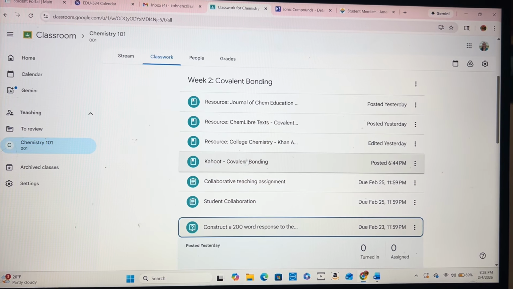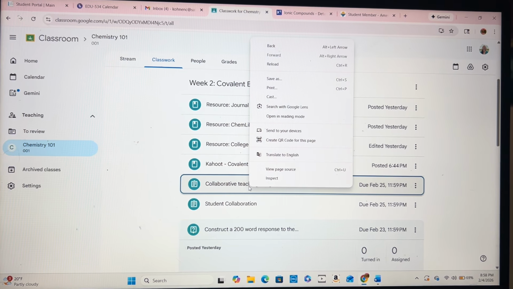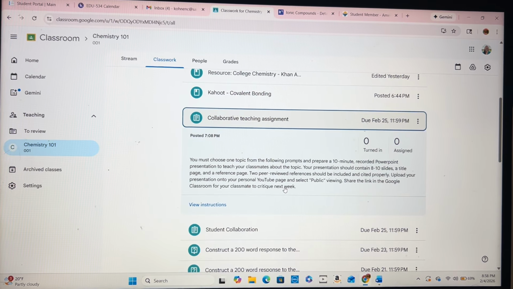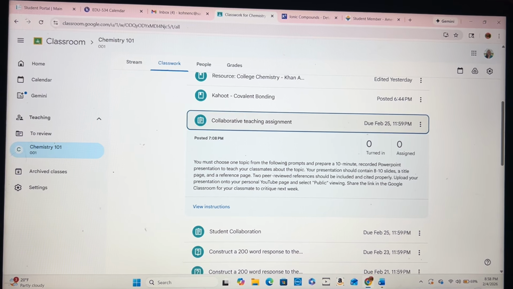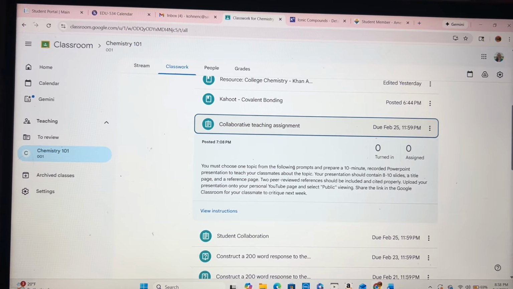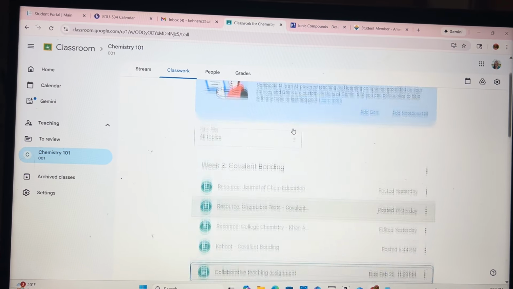And then there is also a covalent bonding Kahoot, 3 resources here, and then a collaborative teaching assignment where the students will prepare presentations on particular topics and submit those to be critiqued by their fellow peers.